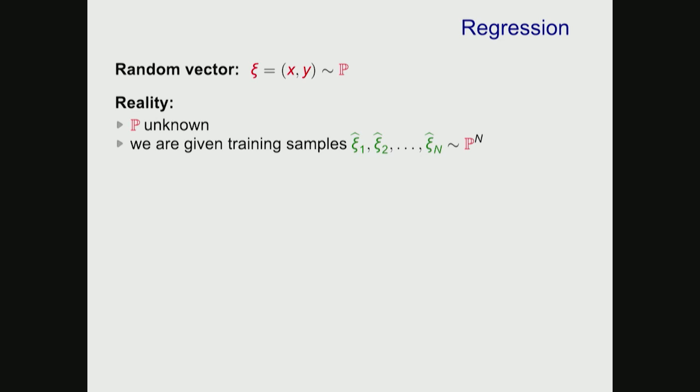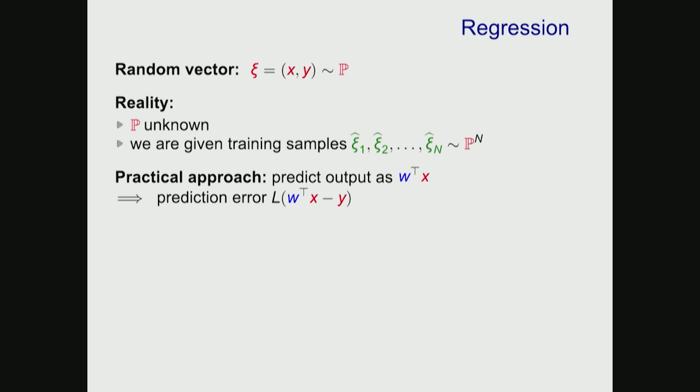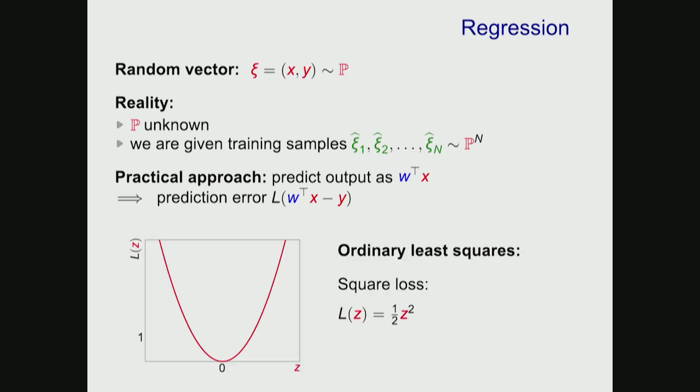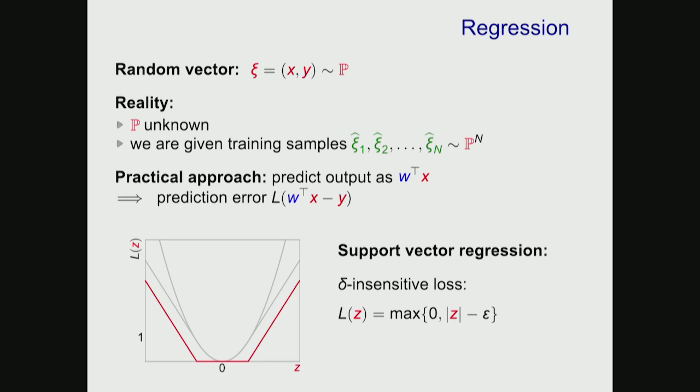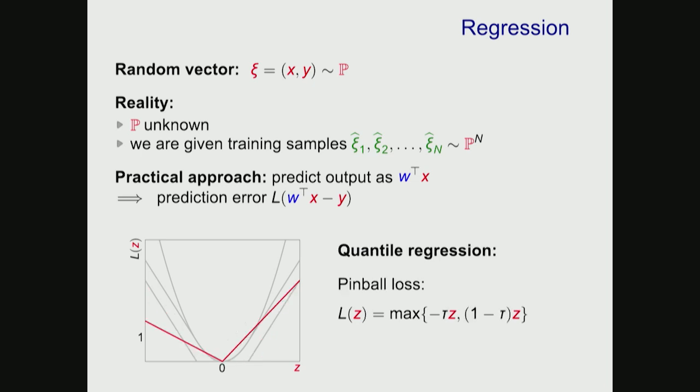So we settle for the more modest goal, where we're only given training samples and try to learn a linear regressor. So we try to predict the output as W times X, where W is some weight vector. The prediction error can be measured again by a loss function, which is high if our prediction W times Xi, the predicted output, is different from the actual output Y, and which is small if they're close to each other. Typical examples include the square loss that is used in ordinary least squares regression, or the Huber loss that just gives less weight to outliers, or the delta insensitive loss, which is used in support vector regression, or the pinball loss from quantile regression.